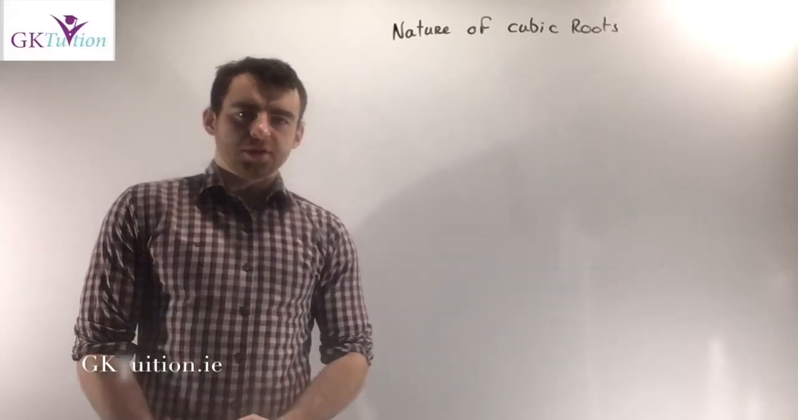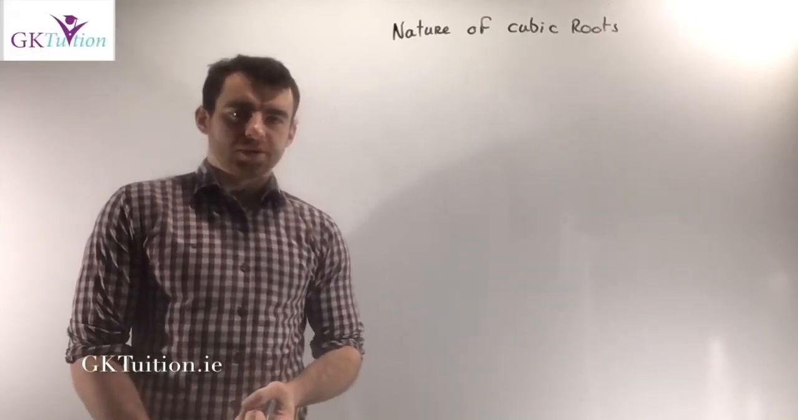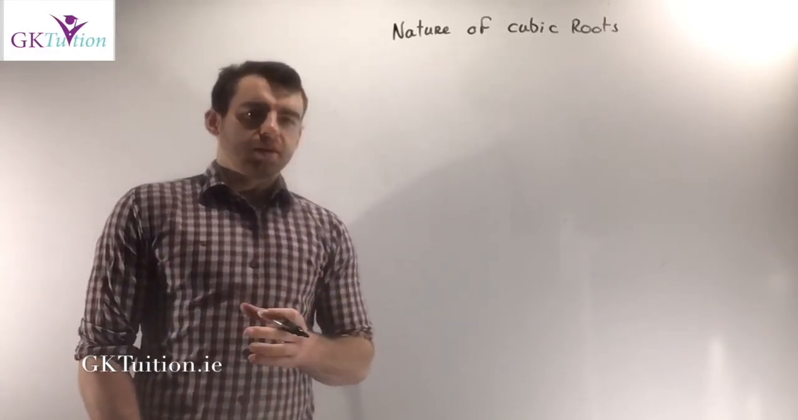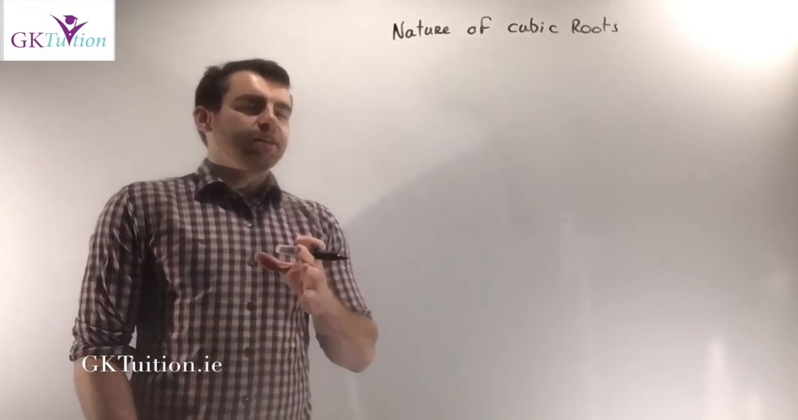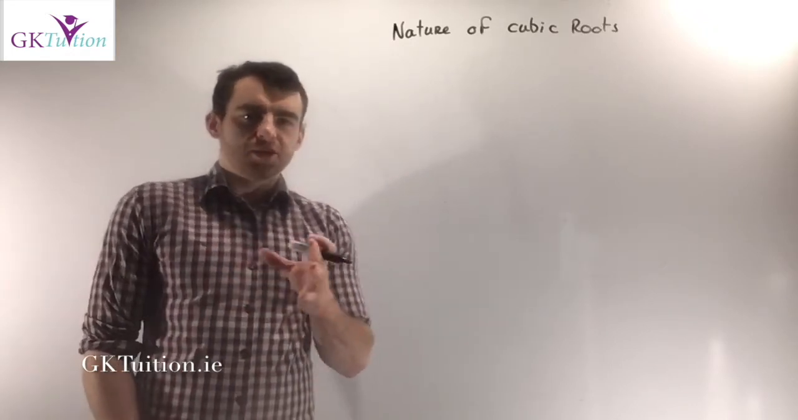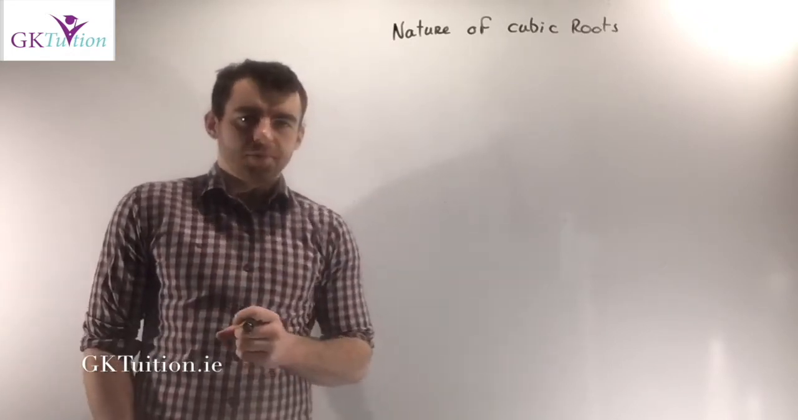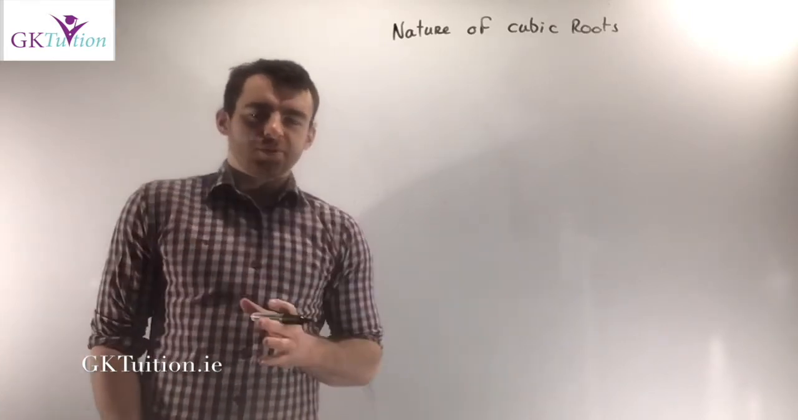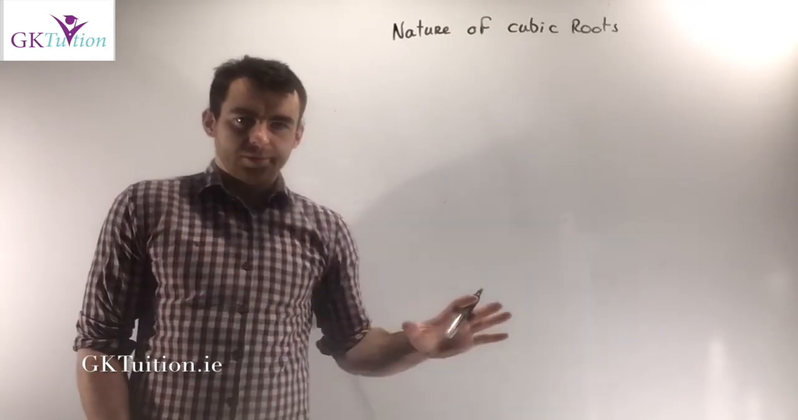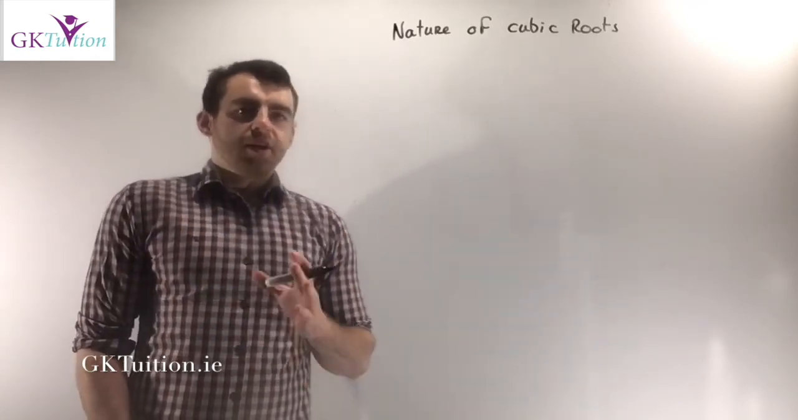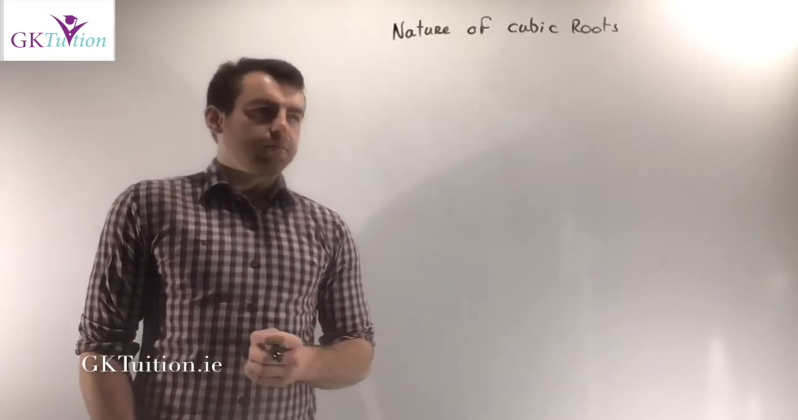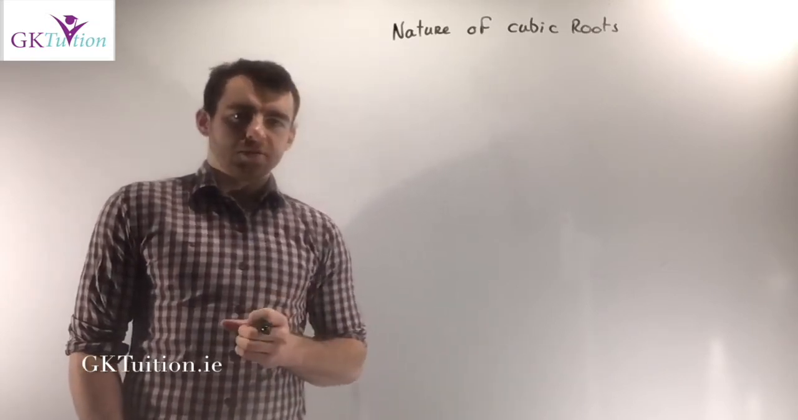Okay, so we've discussed the nature of quadratic roots and we've discussed how to solve a cubic. What I want to talk to you about over the next few minutes is the nature of cubic roots, or just the different combinations of roots that we could have in a cubic. As we worked out in the previous video, every cubic has 3 roots and there are no exceptions to that. However, not every cubic has 3 real roots. So let's look at the different possibilities for cubic curves.